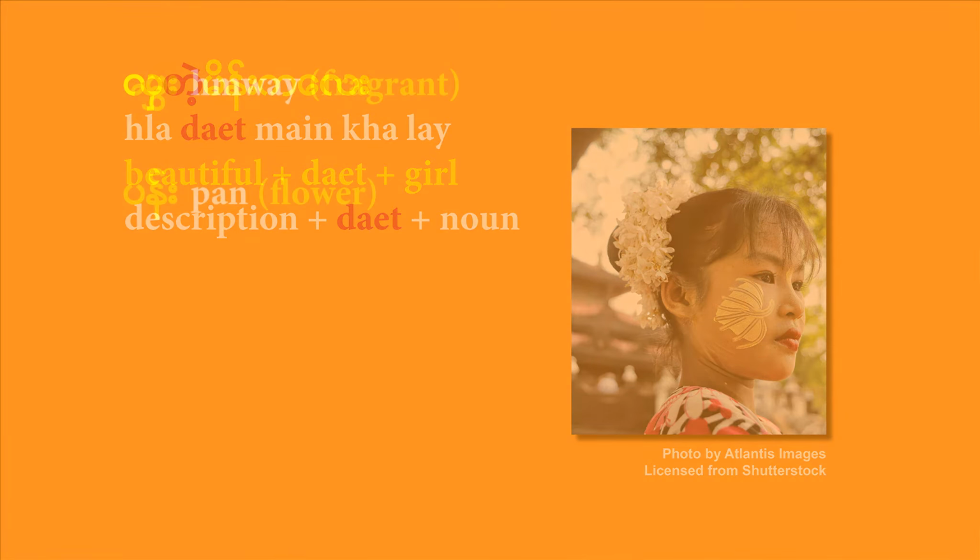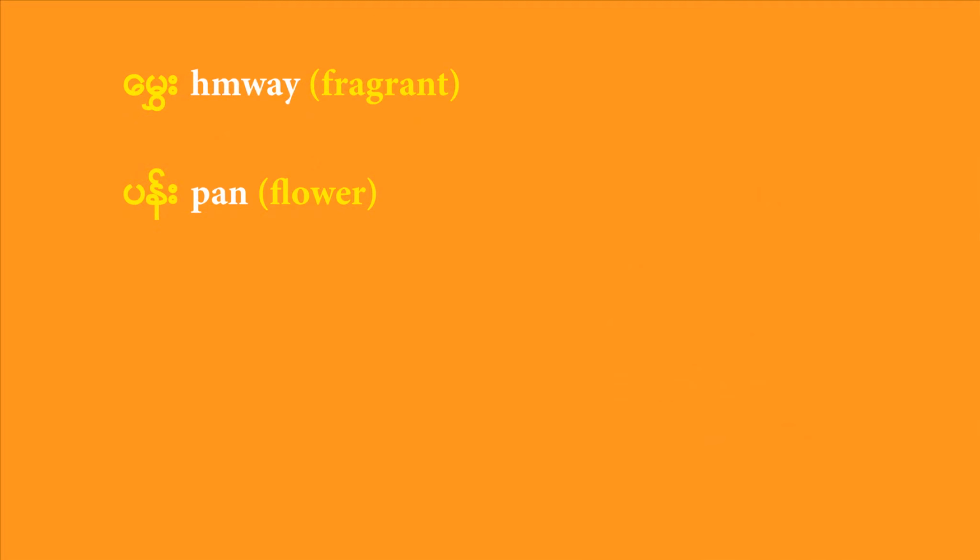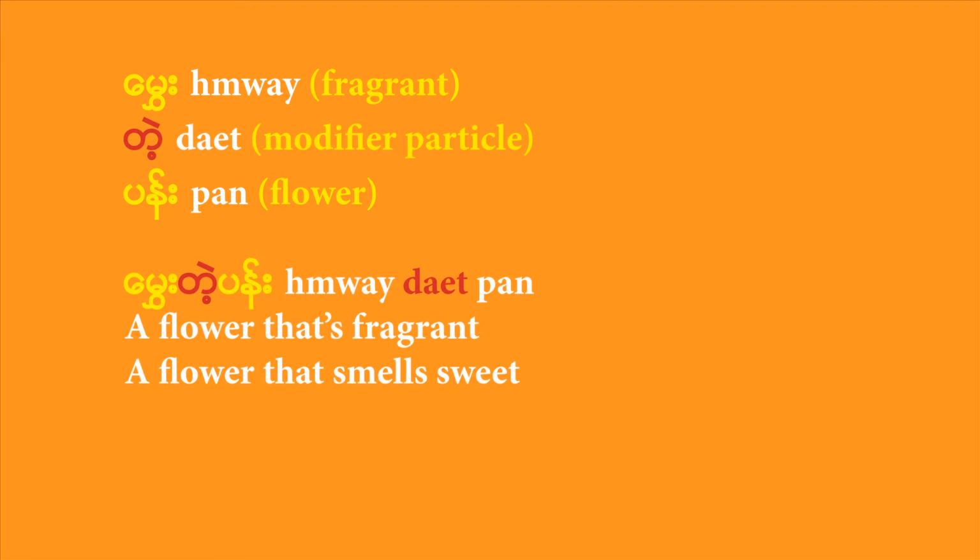Let's try another one. The word fragrant, to smell sweet, to smell lovely, is hmoe. The word for flower is pan. So if you want to say a flower that smells lovely, a flower that smells nice, or a fragrant flower, you join the two with the particle de. Again, the description must come first, followed by de, and then the noun it modifies. So you say hmoe de pan to say a flower that smells lovely.